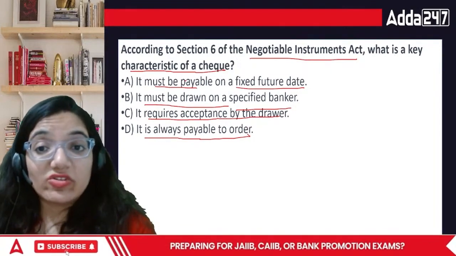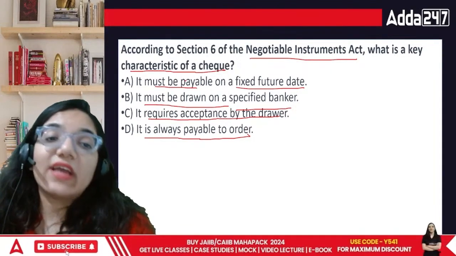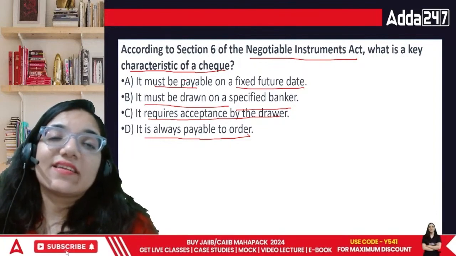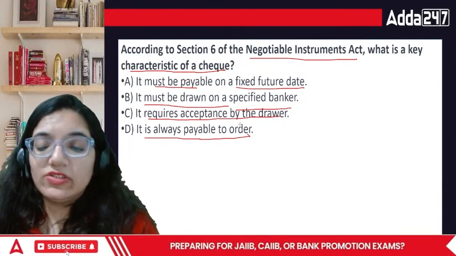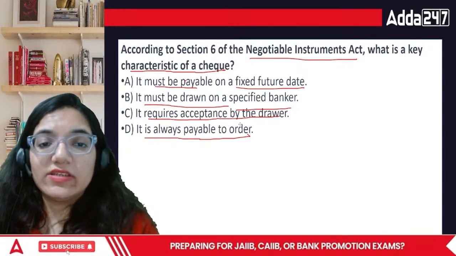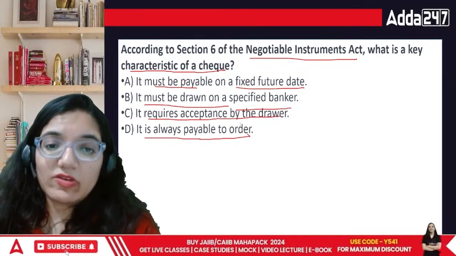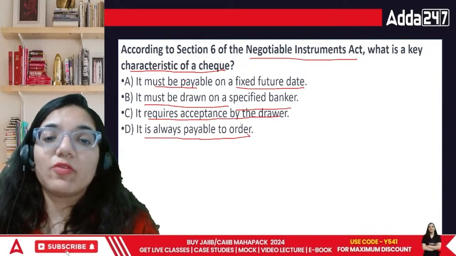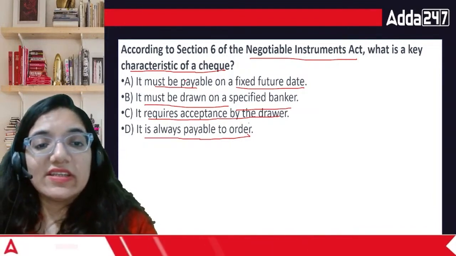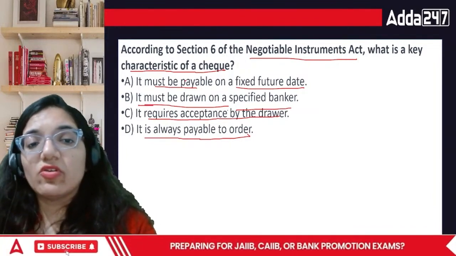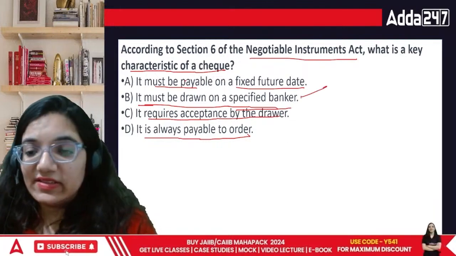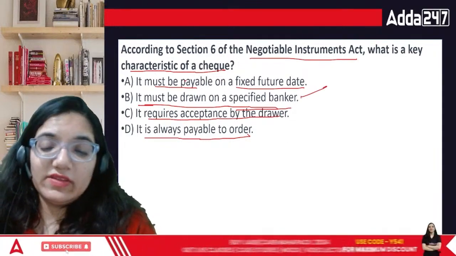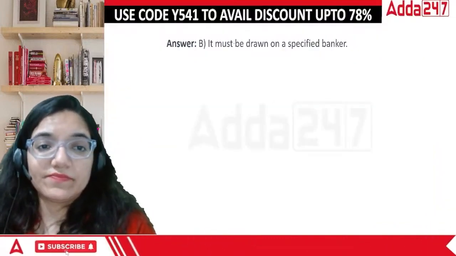According to Section 6 of the Negotiable Instruments Act, what is the key characteristic of a check? A check is basically an order to your banker that he should pay a certain amount of money to someone, withdrawn from your bank. So it must be drawn on a specified banker. In this case, the correct answer is the specified banker.